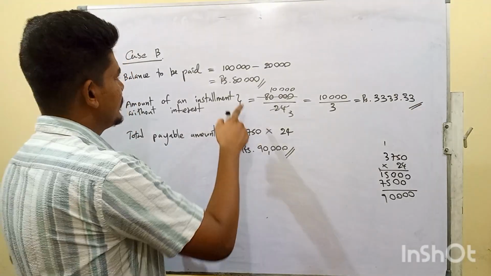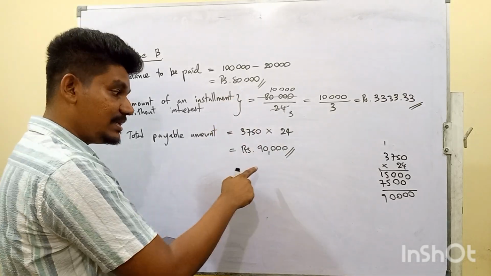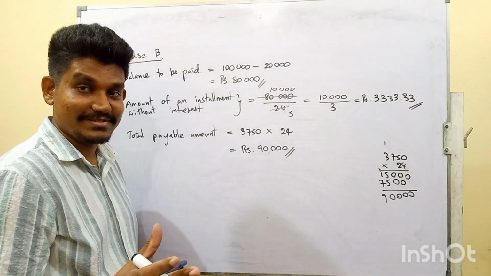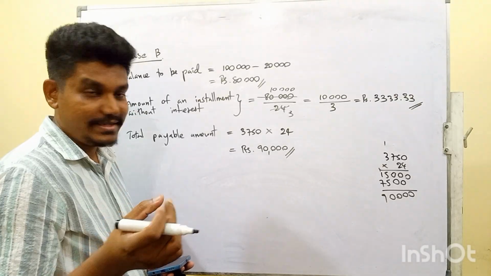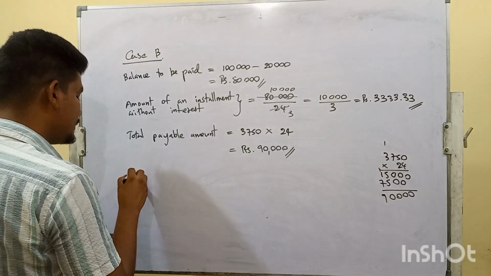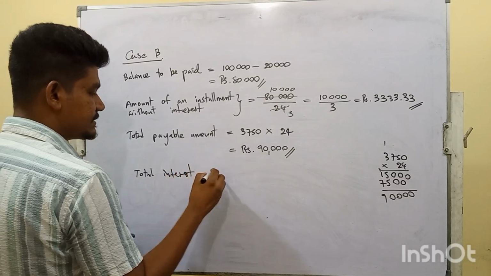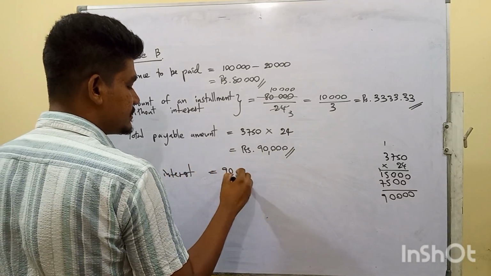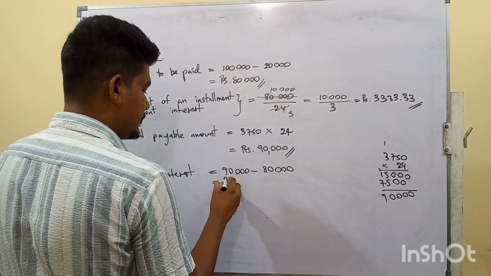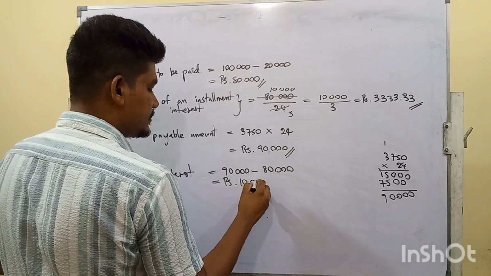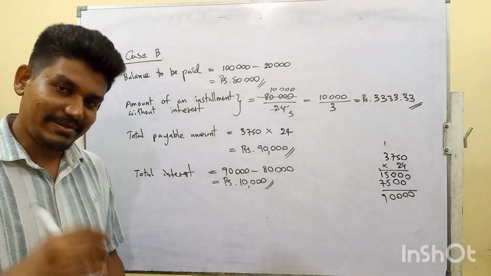But can you see further? The balance to be paid is 80,000. But the actual payback amount is 90,000. Then what is the extra amount they are paying? They are paying 10,000 extra, right? So that's what we call the total interest. Total interest is 90,000 minus 80,000. That amount is 10,000 rupees. Right? 10,000 is the total interest.